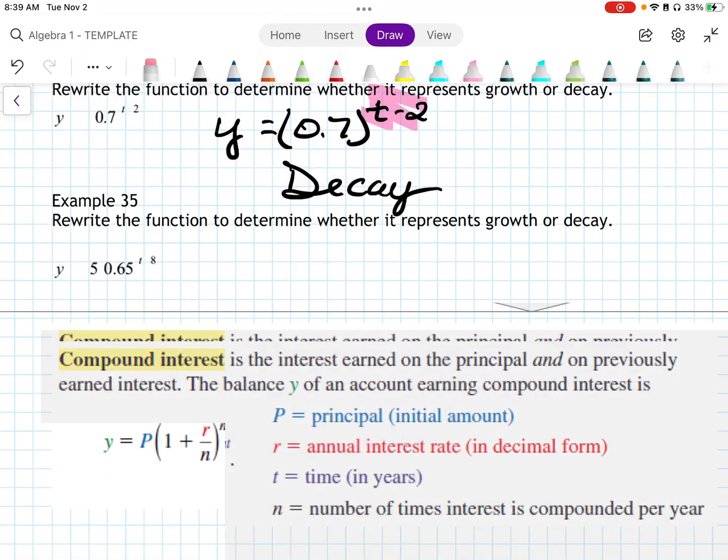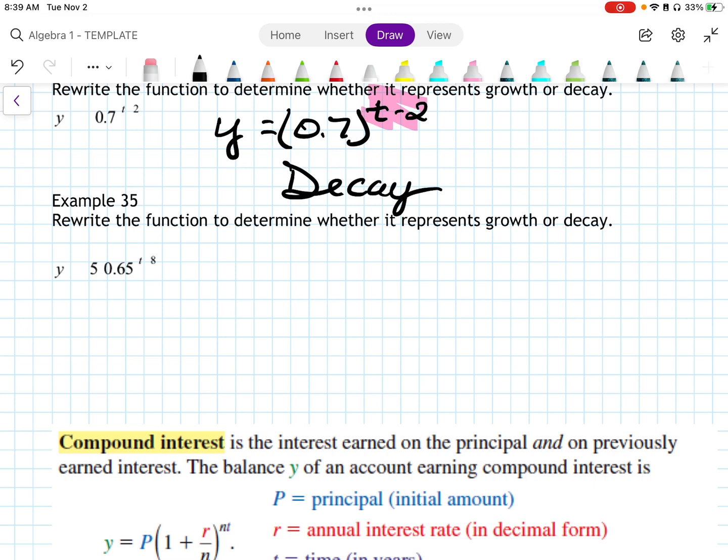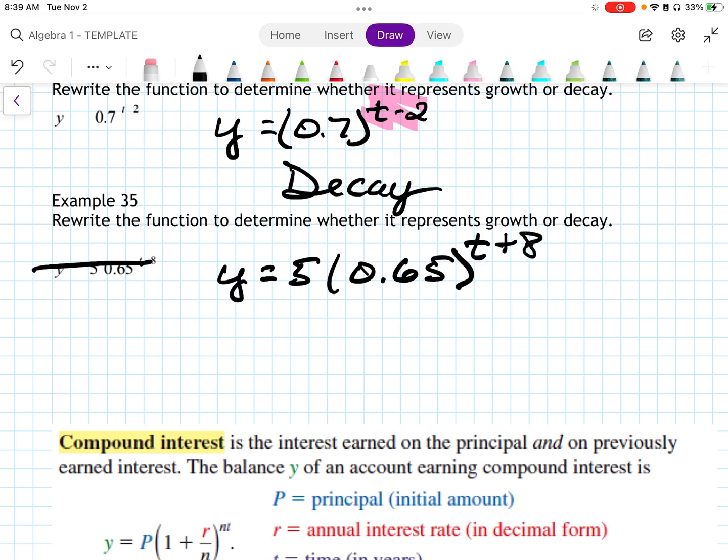Example 35. This should read y equals 5, parentheses 0.65 to the t plus 8, right? We don't care about the t plus 8, right? That's interesting. That's different than what it normally is. We care about the 0.65. This is decay.